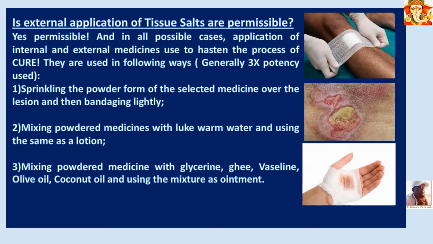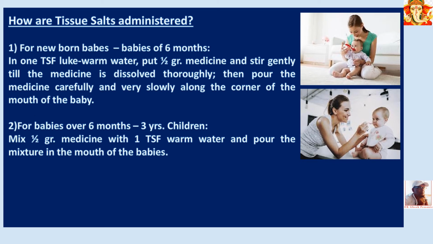How are tissue salts administered? For newborn babies up to 6 months, in 1 teaspoonful of lukewarm water, put half a grain of medicine and stir gently till the medicine is dissolved thoroughly. Then pour the medicine carefully and very slowly along the corner of the mouth of the baby. It has been demonstrated in the image.